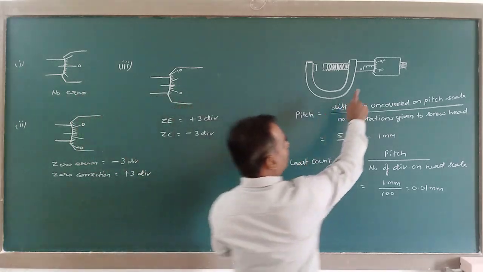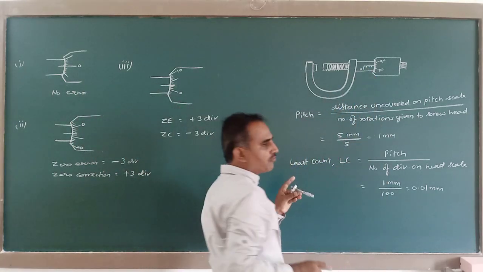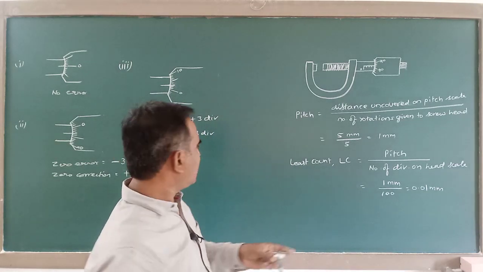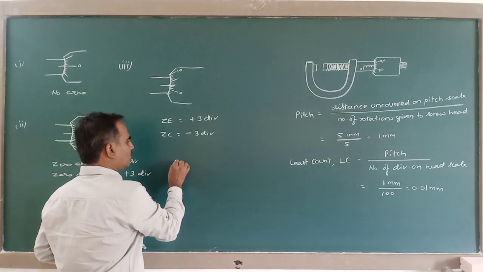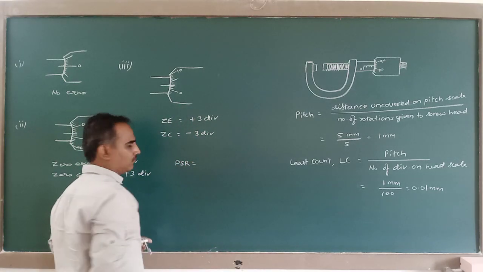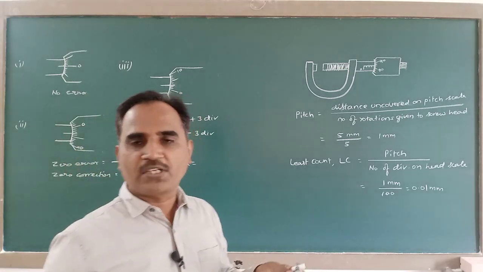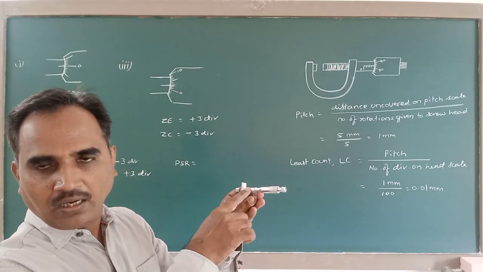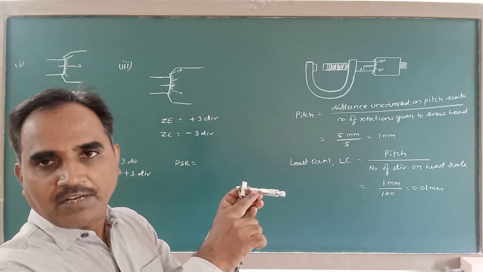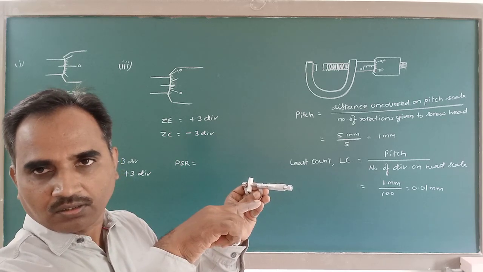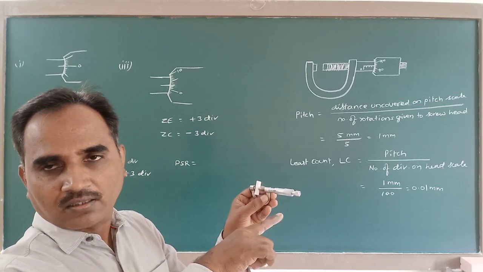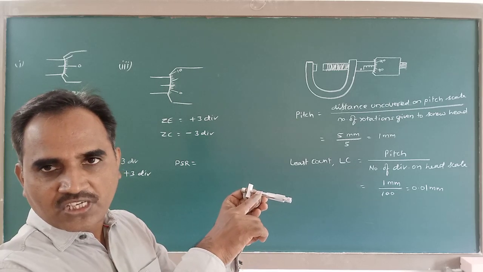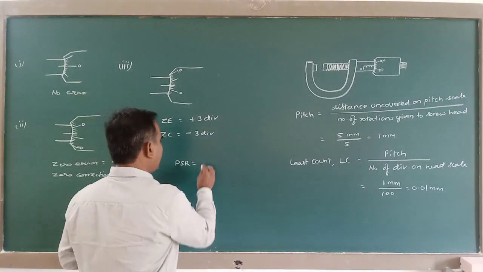Now you note the pitch scale reading. That means on this pitch scale, you see how many divisions are visible. So in this case, I can see 9 divisions. That is called pitch scale reading. Pitch scale reading means after keeping the object in between anvil and spindle, the number of divisions, number of vertical lines visible on the pitch scale. So after 0, I can see 9 divisions here. So the pitch scale reading is 9 millimeter.